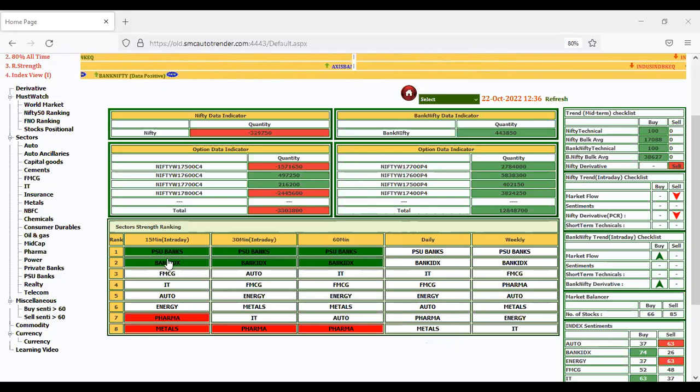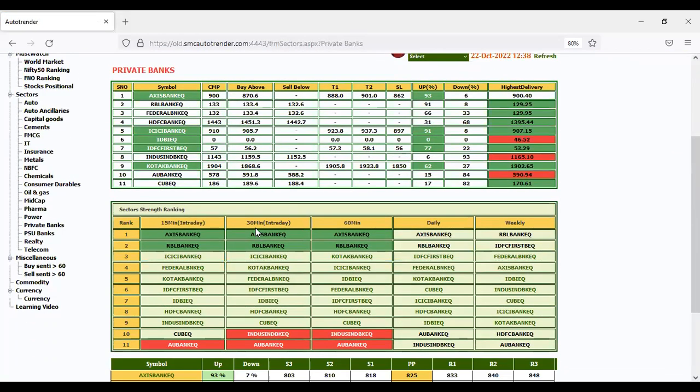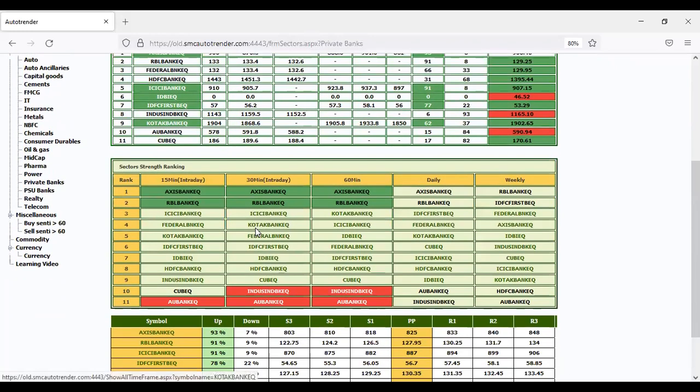So if we click on, say, private sector banks or PSU banks, the sector bifurcation is on the left hand side. It gives me, say, PSU bank and private bank. Just click on PSU bank, it will give me a list of all the stocks. Again, in the same way as we have analyzed the sector, we need to analyze the stock as well.